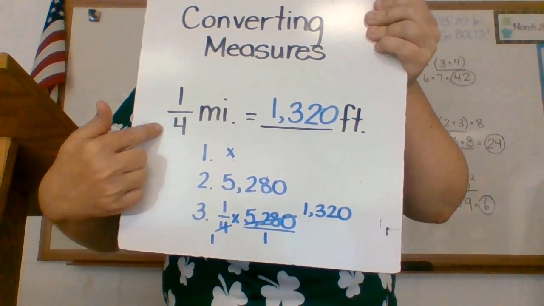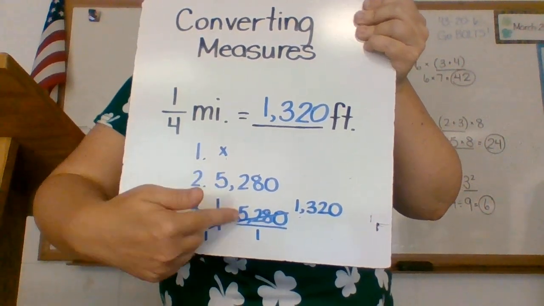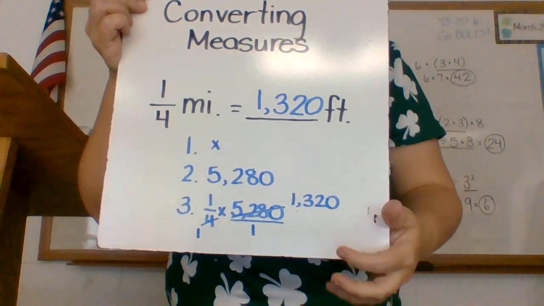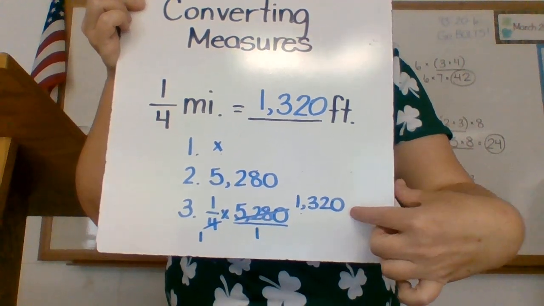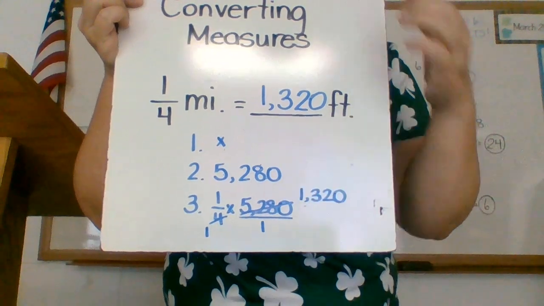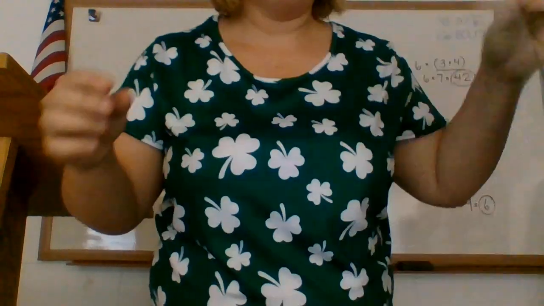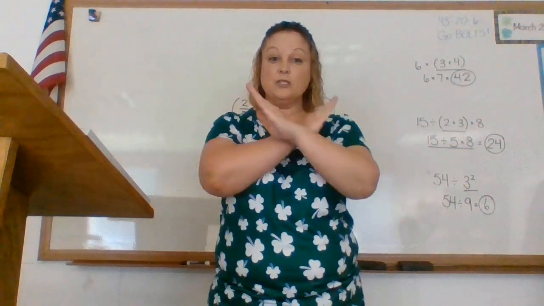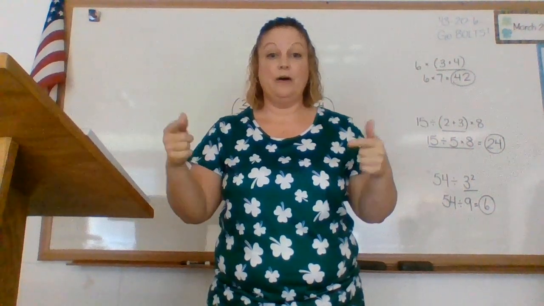So 1/4 times, step 1, that 5,280. And of course, I can cross cancel here, just like I would anytime I multiply with a fraction. So I'm left with 1 times 1,320 over 1 times 1. And we know how to simplify that. So 1/4 of a mile is 1,320 feet. So when you're converting, remember, larger unit to smaller unit, you multiply. Smaller unit to larger unit, divide.